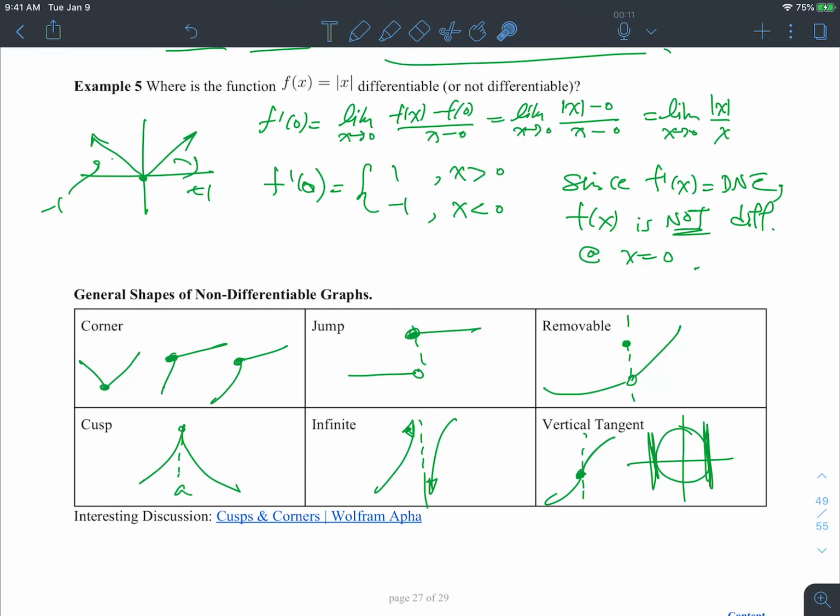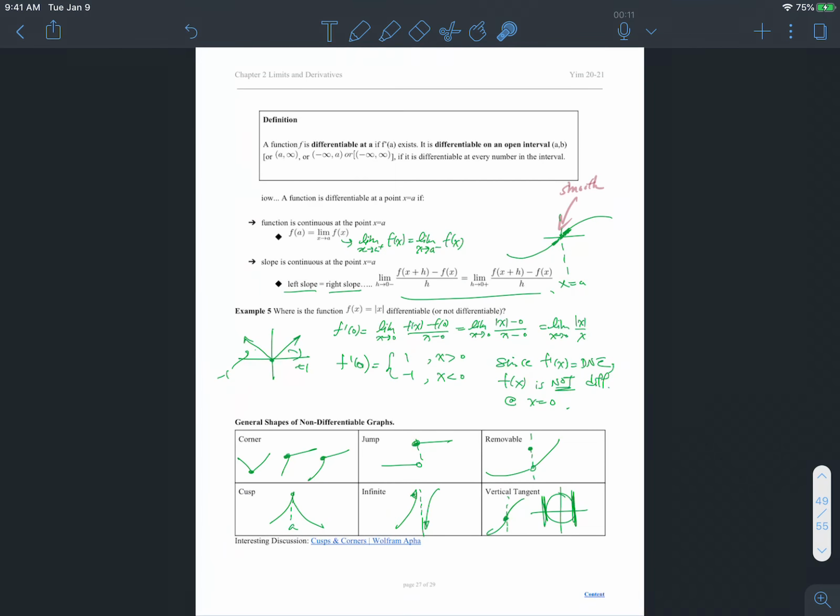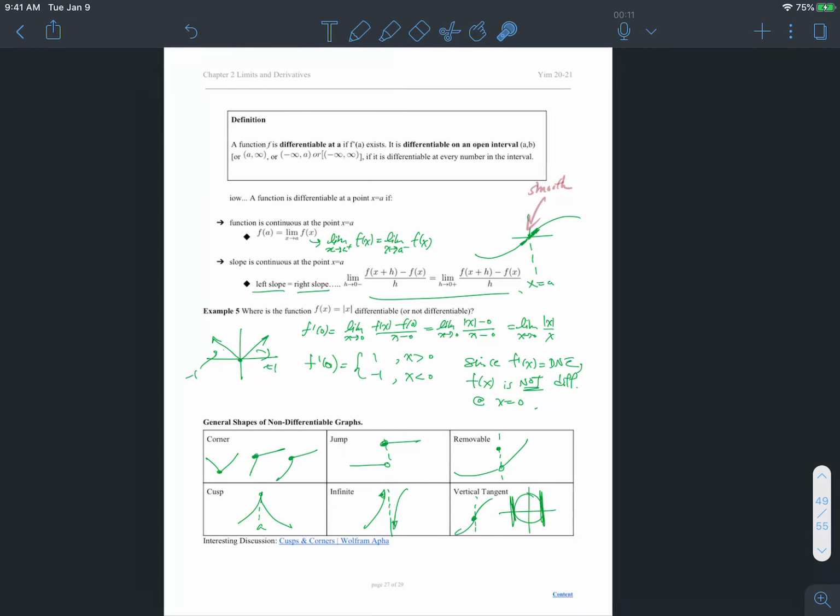If you're interested in that, Wolfram Alpha has some pictures and some arguments about it. Just click on that link if you download the PDF, and it'll take you there. So in class, we could sort of watch that together.